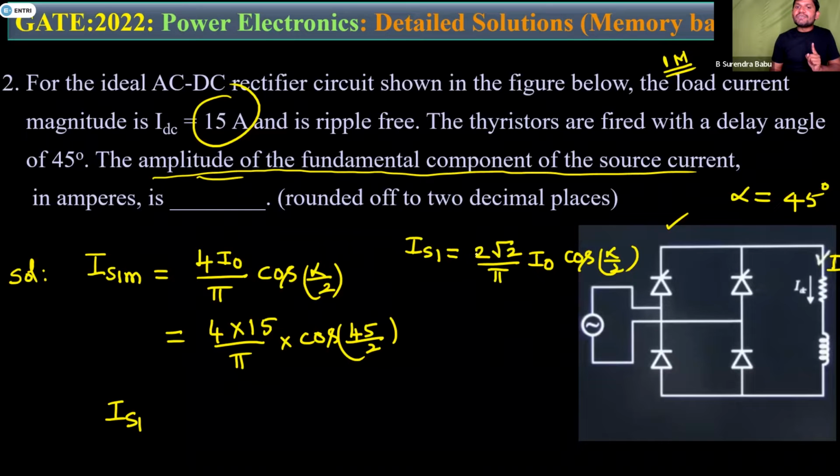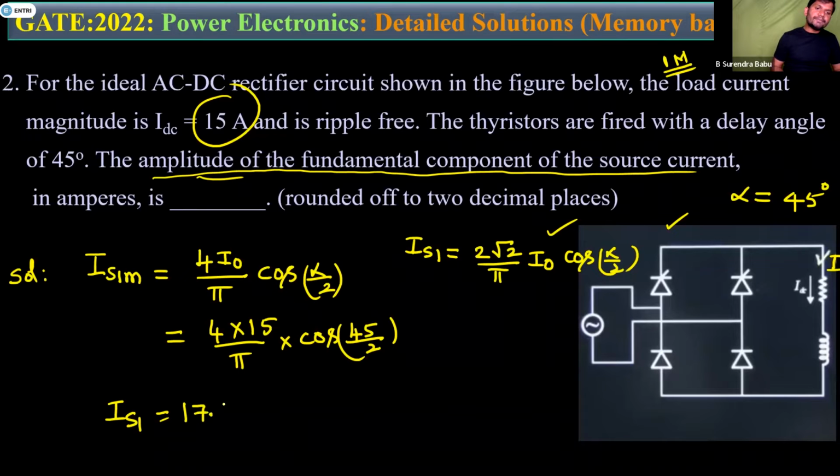If it is the RMS value, then after applying this formula you can multiply with root 2, and then also we can get it. But I directly applied 4 I naught by pi into cos alpha by 2. Then by simplifying, students, do these calculations. Approximately we are getting this. How much can you get? You do the calculations: 17.6 amperes.